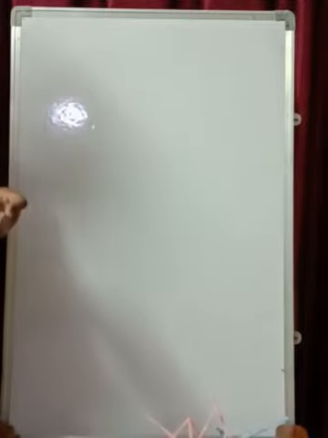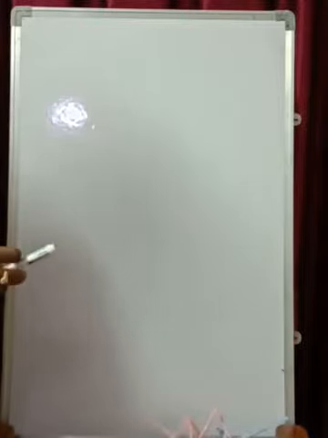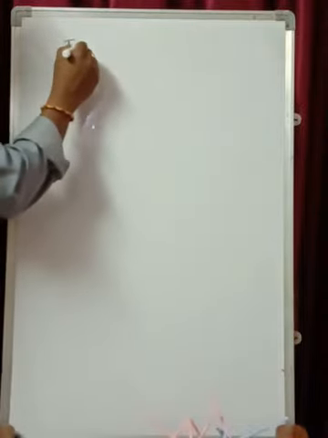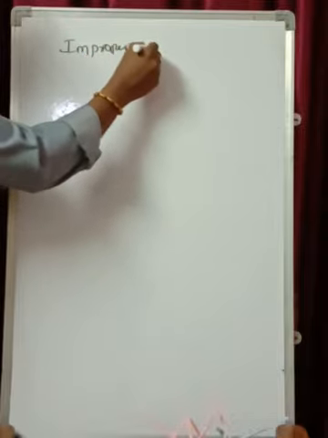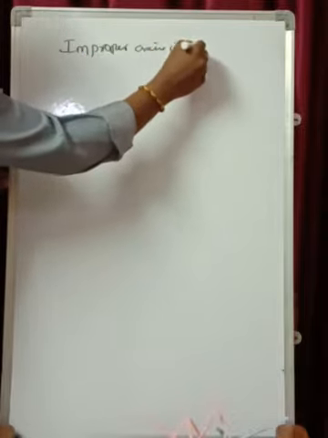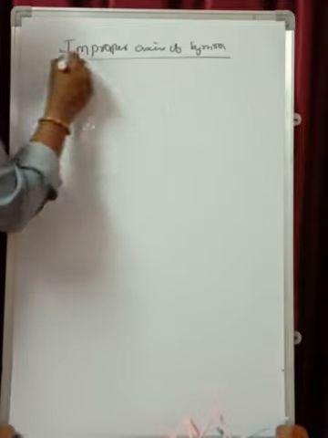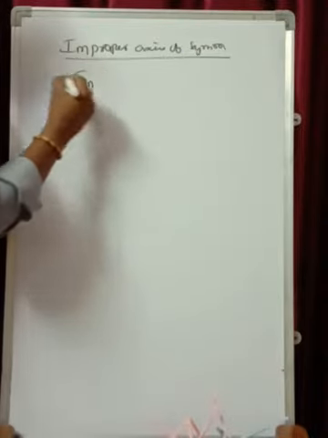Hello my dear students. In continuation to your previous topics regarding the rotational axis of symmetry and the plane of symmetry, today we are going to discuss the improper axis of symmetry, which is given by Sn.